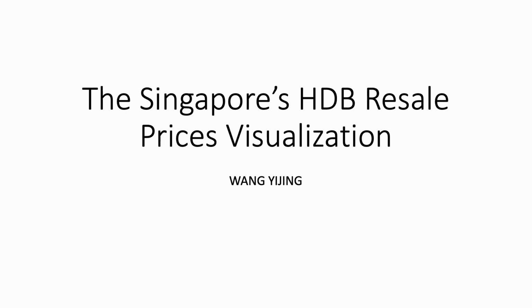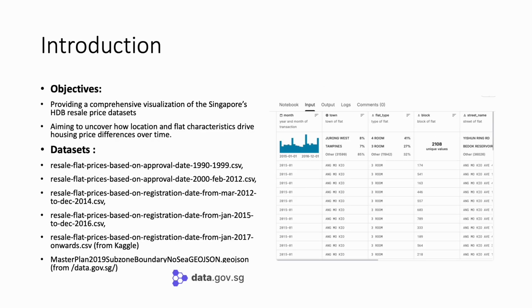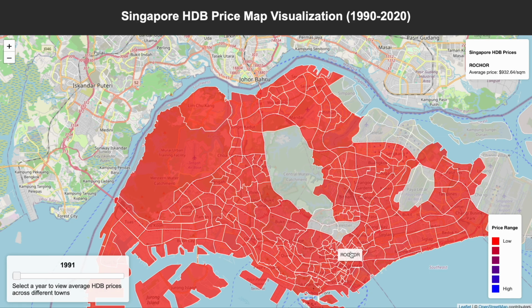It's a visualization on Singapore's HDB resale prices. In this visualization project, I explore how Singapore's HDB resale prices have evolved from 1990 to 2020, utilizing six datasets from Kaggle and a government data website. We begin with our most impactful visualization, a dynamic map showing the average HDB price per square meter for every town year by year.